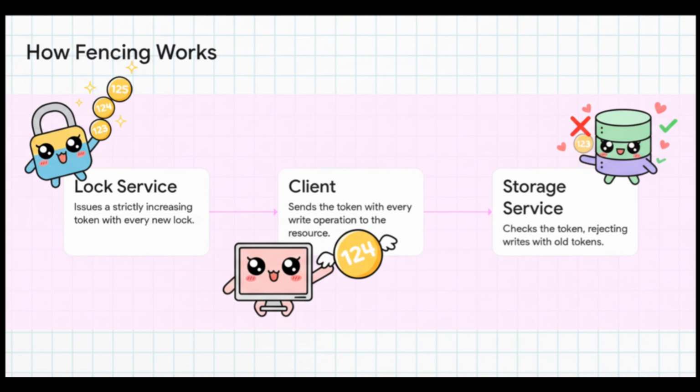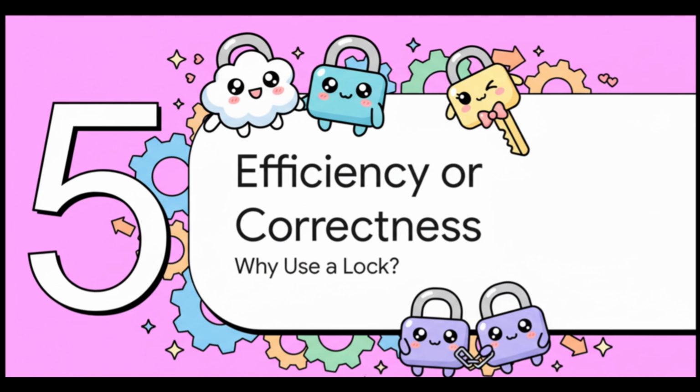The key thing to get here is that this isn't magic, it's a team effort. The lock service has to be the one generating these always increasing tokens. The client has to be responsible enough to send its token along with every single write it makes. And, most critically, the storage system itself has to be smart enough to act as the final judge and enforce the rule. This brings us to what might be the single most important takeaway from this entire explainer.